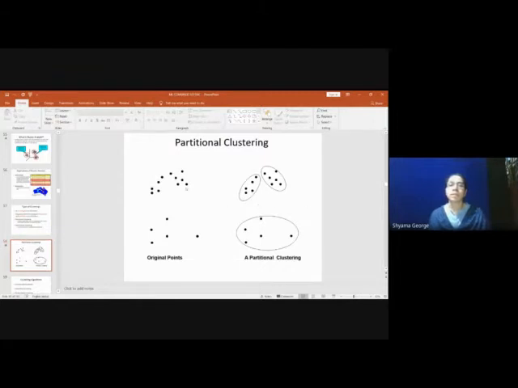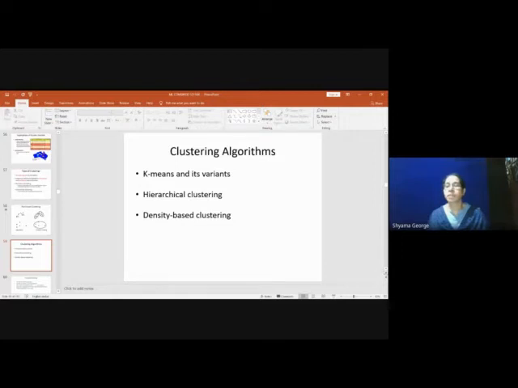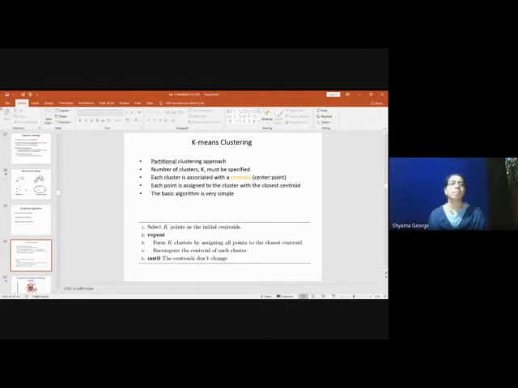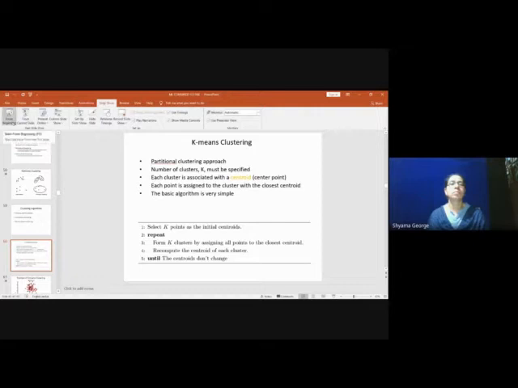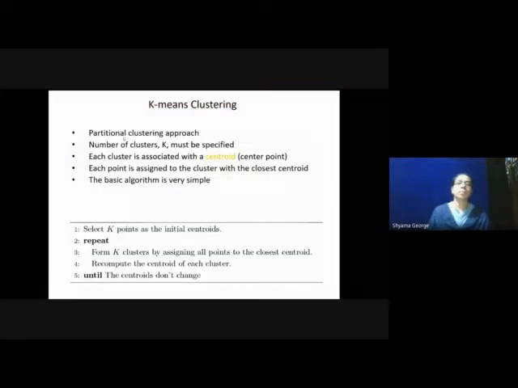This is partitional clustering. Suppose these are the objects. Here we are dividing the objects into three different clusters. You can see that each object belongs to only one cluster. So there are three clusters in this case. So we have to study k-means clustering, hierarchical clustering, and density-based clustering. Then the partitional cluster, k-means is a partitional clustering approach.